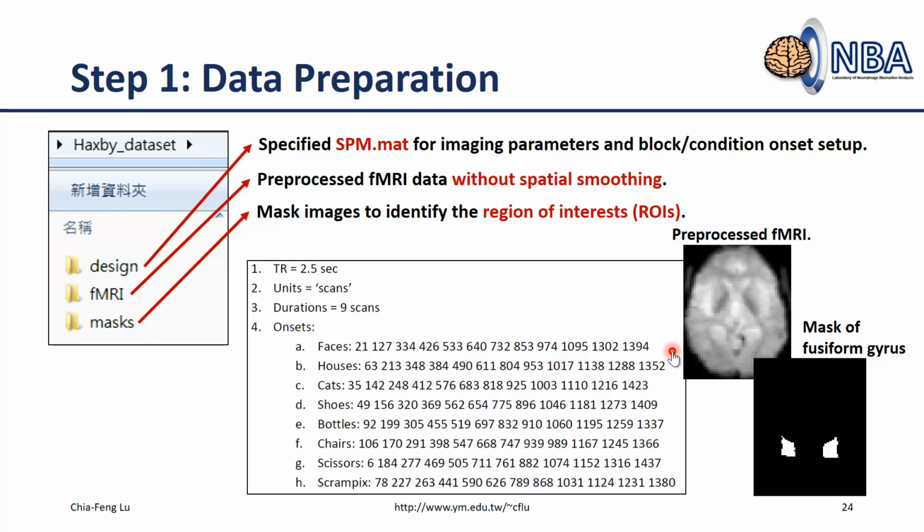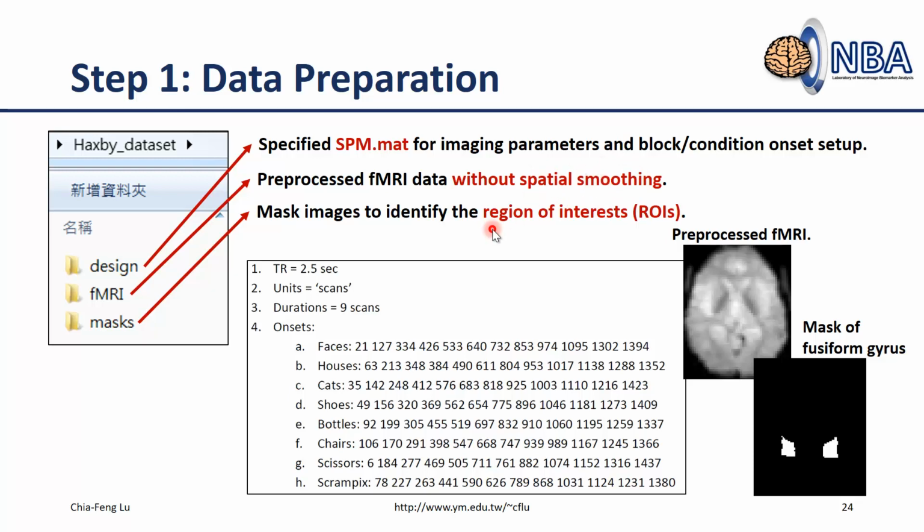And I'd like to emphasize that for the preprocessing stage, please do not apply spatial smoothing. That is not what we would like to use in MVPA. We'd like to preserve the pattern for each voxel right there. So we don't need the spatial smoothing. This is a very important thing that you need to keep in mind.